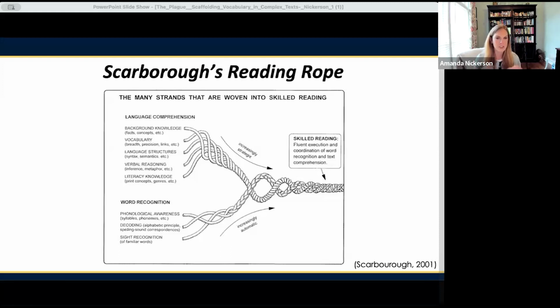But the language comprehension strands become a lot more nuanced, right? So the types of words that we encounter might be slightly different or more domain specific. The background knowledge that we're acquiring is going to be very content saturated, right? What we want is for all of this to integrate. We want those word recognition skills to become increasingly more automatic. We want the language comprehension skills to become increasingly more strategic and interwoven together.